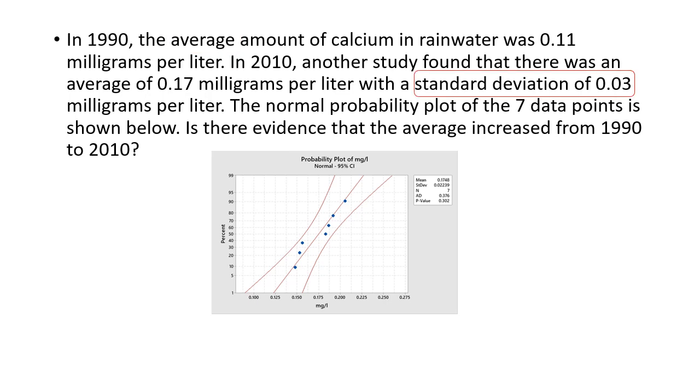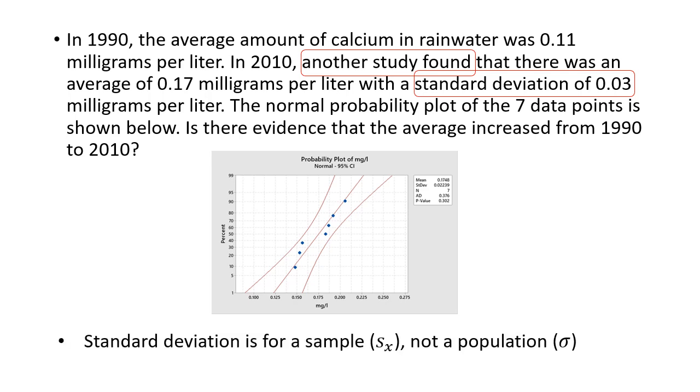We could consider using a normal CDF to compute the p-value instead of a t-test. But in this case, we're being told the standard deviation of the data points in this study. That tells us that the standard deviation is for the sample, S sub x, not the standard deviation of a population, sigma. That tells us that normal CDF is not appropriate.